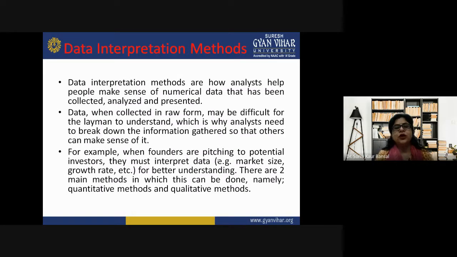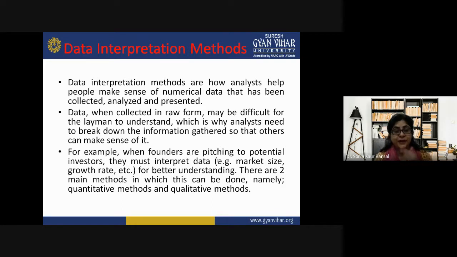Now, students, let's talk about data interpretation methods. Data interpretation methods are how analysts help people make sense of numerical data that has been collected, analyzed, and presented. All right. I had told you that once you have collected your data and it is in the form of raw scores, you have just scattered numbers, a large sample and large numerical data. How are you going to give meaning to it? Interpretation will give you very good assistance in that.